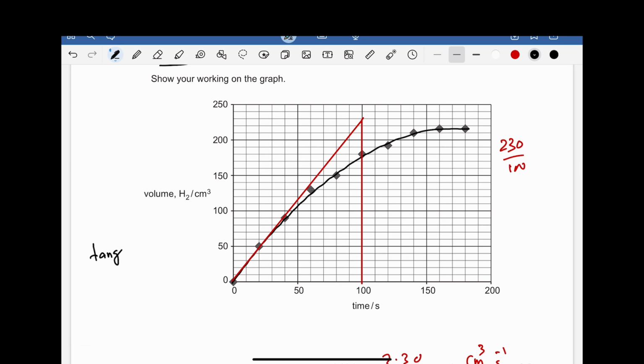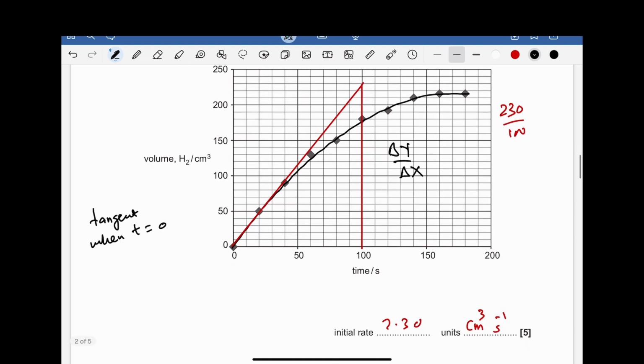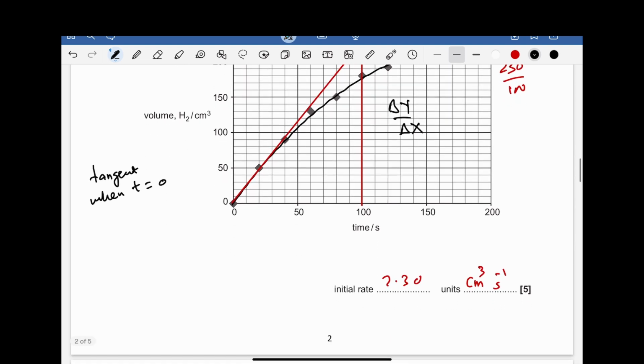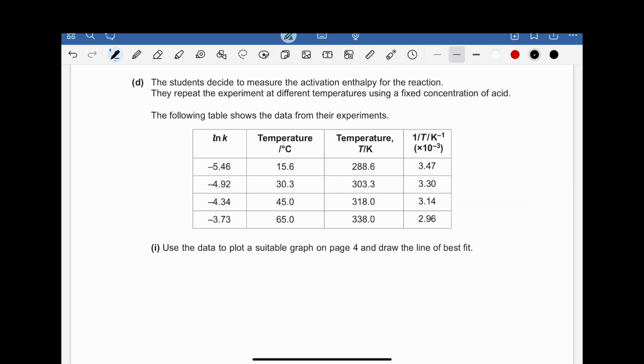So tangent when time is 0, t is equal to 0, and then we can find delta y over delta x. Delta y is 230, delta x is 100, and if we solve this, that will give us 2.30, and the units are centimeter cube per second. D. The students decide to measure the activation energy for the reaction. They repeat the experiment at different temperatures using a fixed concentration of acid. The following table shows the data from the experiment.